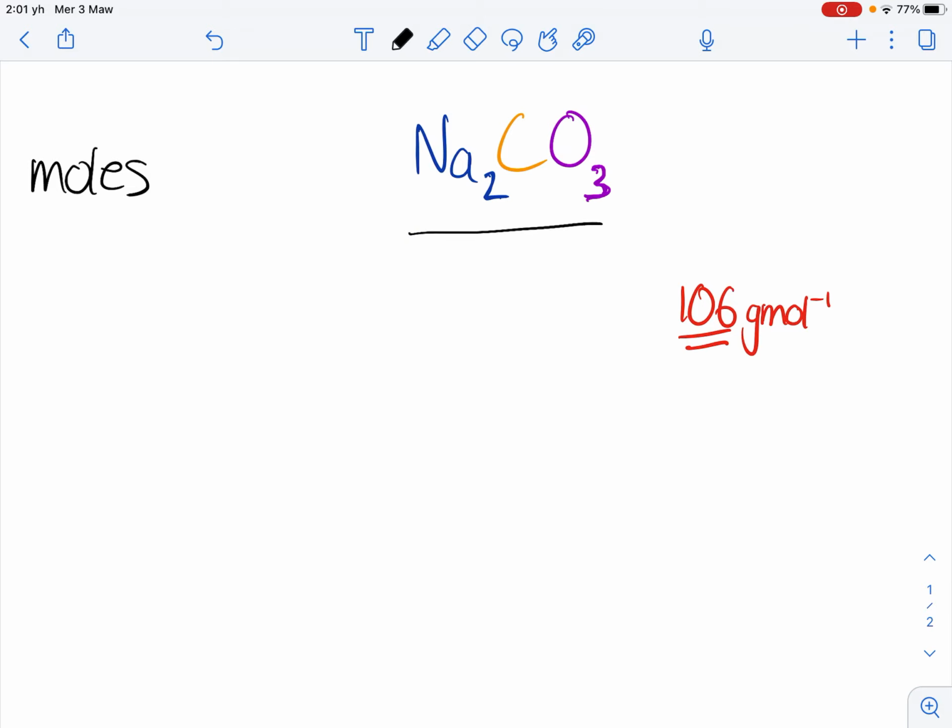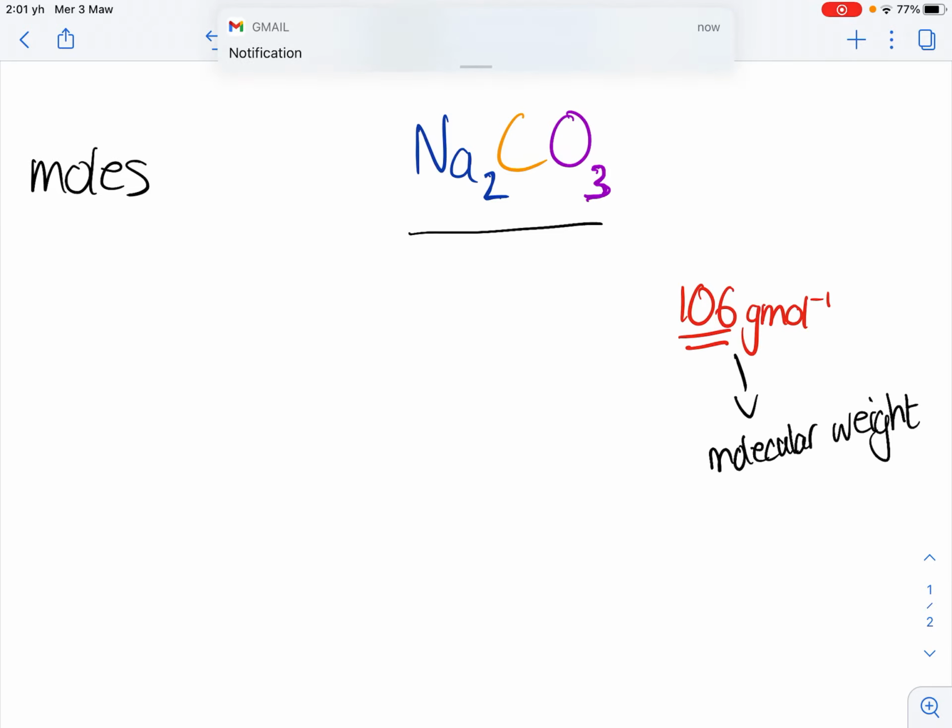Now this molecular weight here, we actually just calculated in another video, the video on molecular weight. So if you haven't yet seen that video and you're not sure how to work out molecular weight, please go and watch that video first and then come back to watch how to then work out the number of moles.